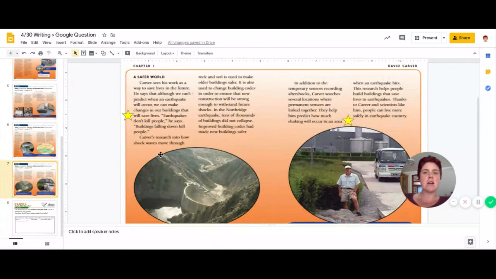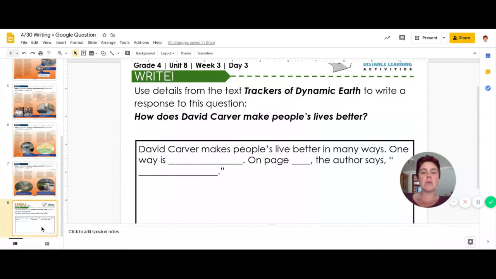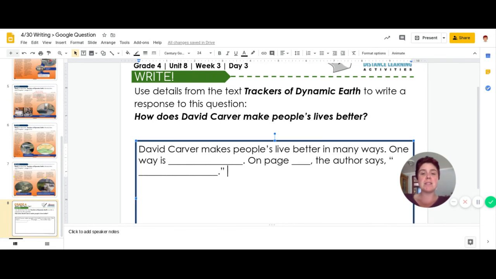Oh, look, stars. I wonder if those are clues. A safer world. So we have some clues here that this is where we're going to find our information, under a safer world. Now you'll notice that I did include some stars to help you out. So there are 2 stars here. So in our writing, we wrote one way that David Carver saves lives, helps make lives better, is this. So because there's 2 stars, we should go ahead and do 2 pieces of evidence there.